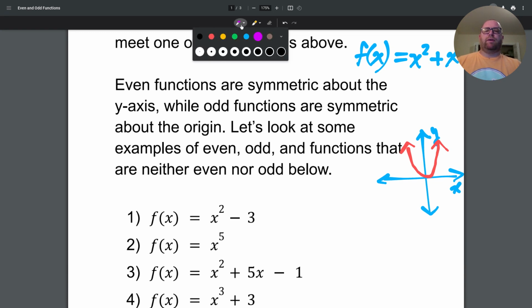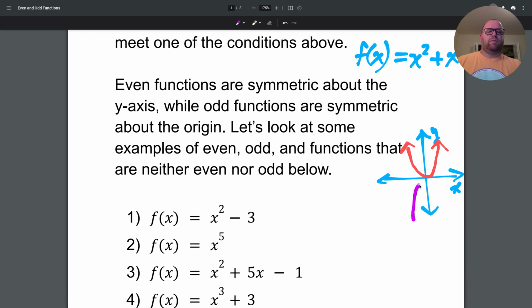So let me draw an odd function. f of x equals x cubed. That's going to look something like this. Another way I can determine that is I can reflect this across the y-axis and then reflect it across the x-axis, and those should match up, and that would be an odd function. And neither even nor odd, that wouldn't match up.